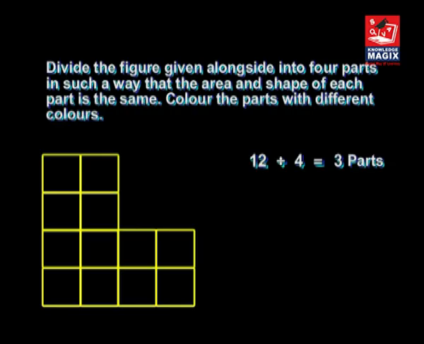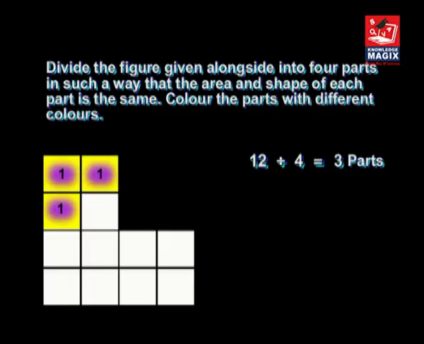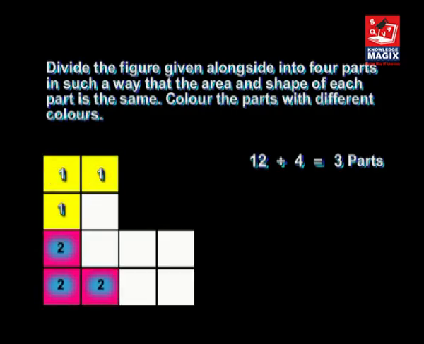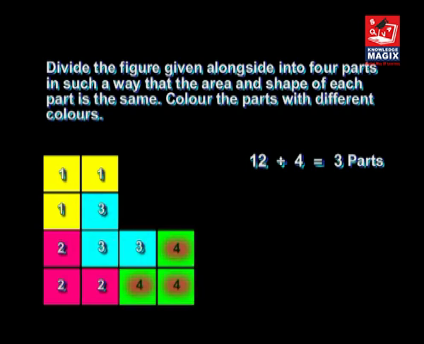The area and the shape of each part should be the same, so we'll give numbers to the squares. So 1, 1, 1, 2, 2, 2, 3, 3, 3, 4, 4, 4. And these are the different parts with different colors.